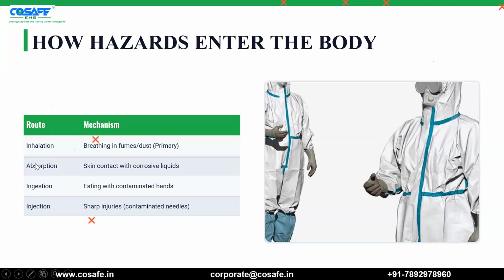Second is absorption through skin contact. You might have heard about mercury poisoning from skin contact. When you come in contact with mercury, it enters your body through the pores and sweat pores in your skin and results in mercury poisoning. Next is ingestion.